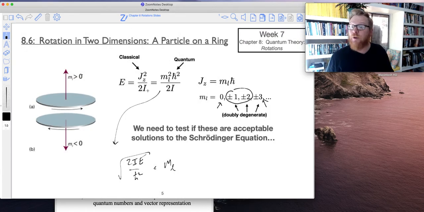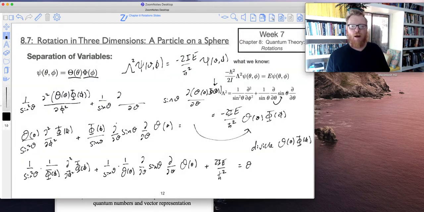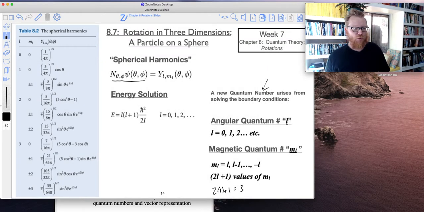Yes, look, when we did particle on a ring, we still got that h bar squared divided by 2I, however, it was times m_l squared. So we're really seeing the connection between m_l and L from solving this model. At least you'll have to take my word on it because I'm not making you finish doing this solution.